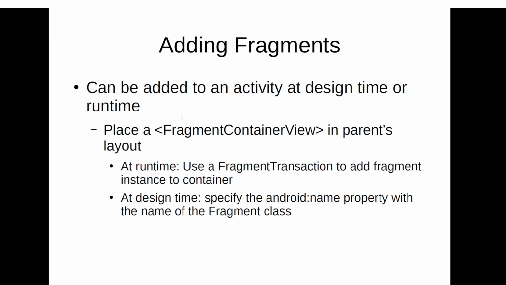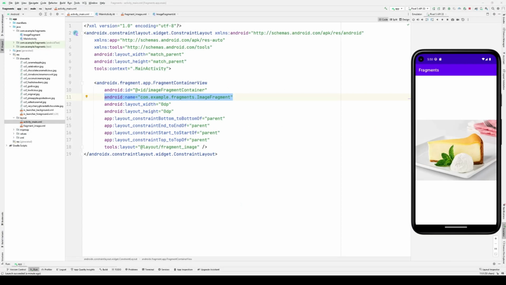The other way is to do this at runtime, where instead of specifying an attribute within the layout file of the container, we create what's called a fragment transaction, which essentially allows us to use code to create an instance of the fragment and add it to the activity when our application is running. So we're going to change our application to add a fragment at runtime instead of at design time.